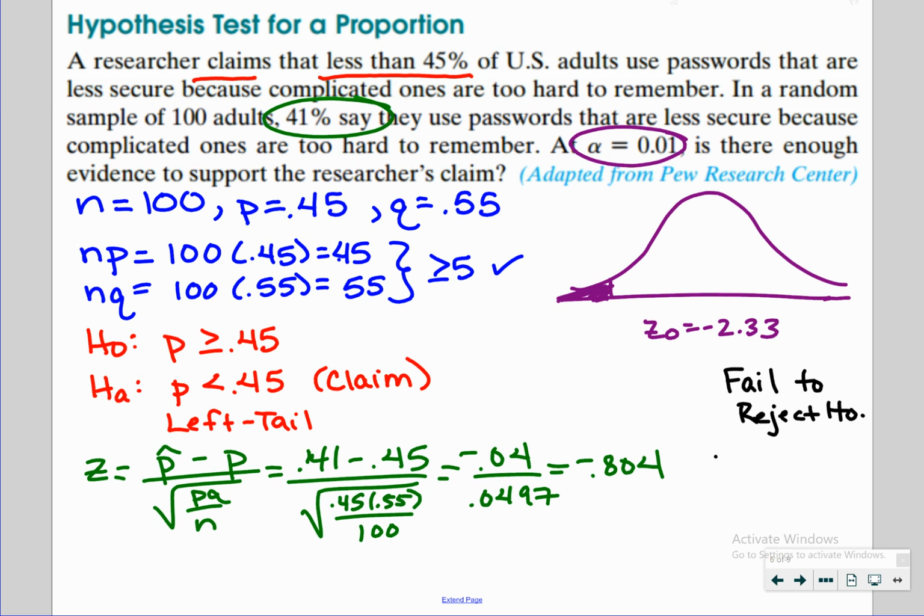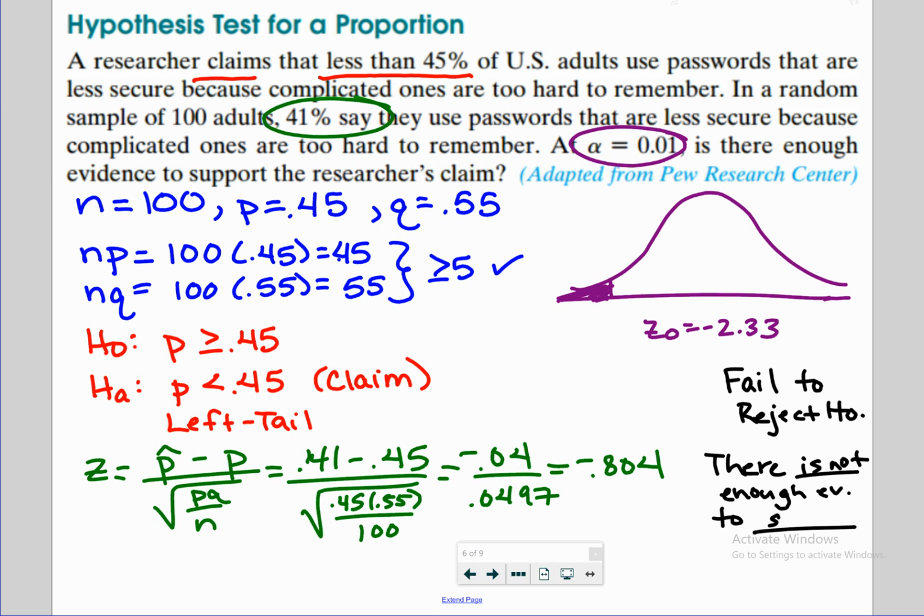So then the summary, there is or is not enough evidence to reject or support the claim. There is not enough evidence to support the claim that less than 45% of the US adults use passwords that are less secure because complicated ones are too hard to remember. Okay, questions on doing a hypothesis test with a proportion with rejection regions?